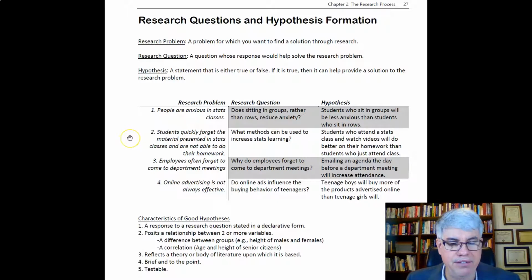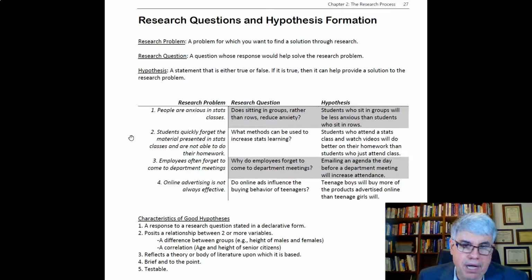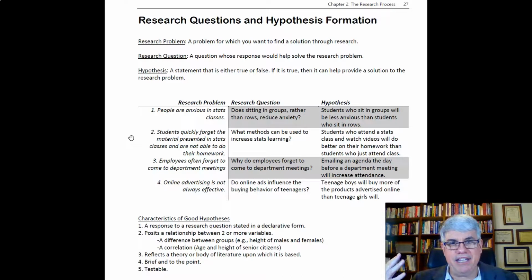Here's another example. Here's the problem. Students quickly forget the material presented in stats classes and are not able to do their homework. Everything in class seems fine and dandy. A few days later, they're at home trying to work on the problems, and everything has escaped them and they can't remember anything. So the research question might be, what class methods, what teaching methods can be used to increase stats learning? And that's a research question.